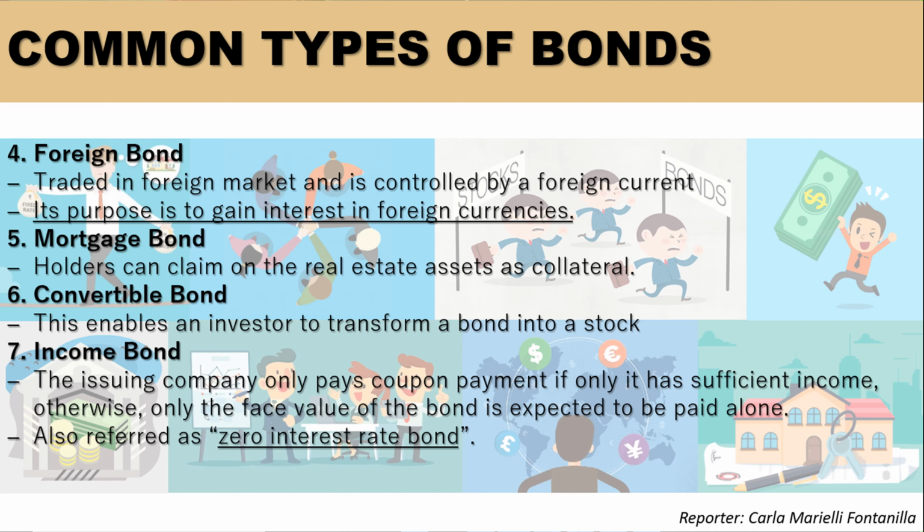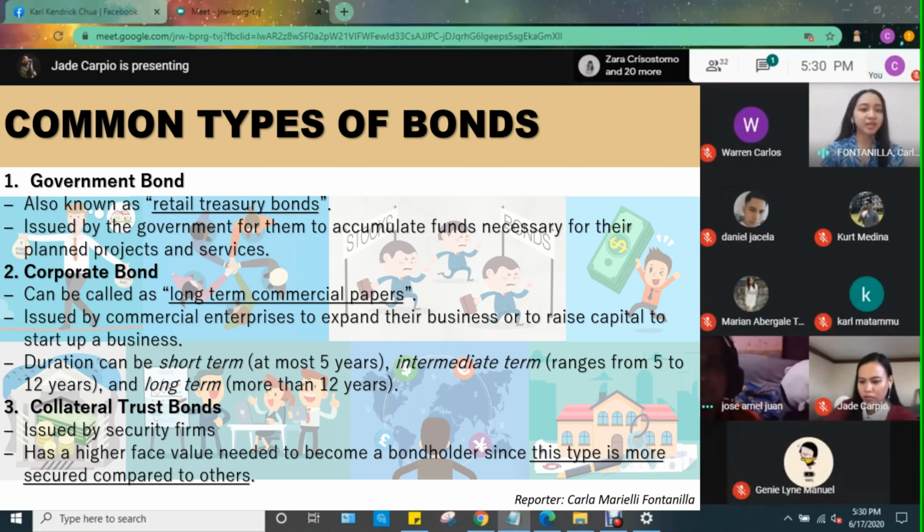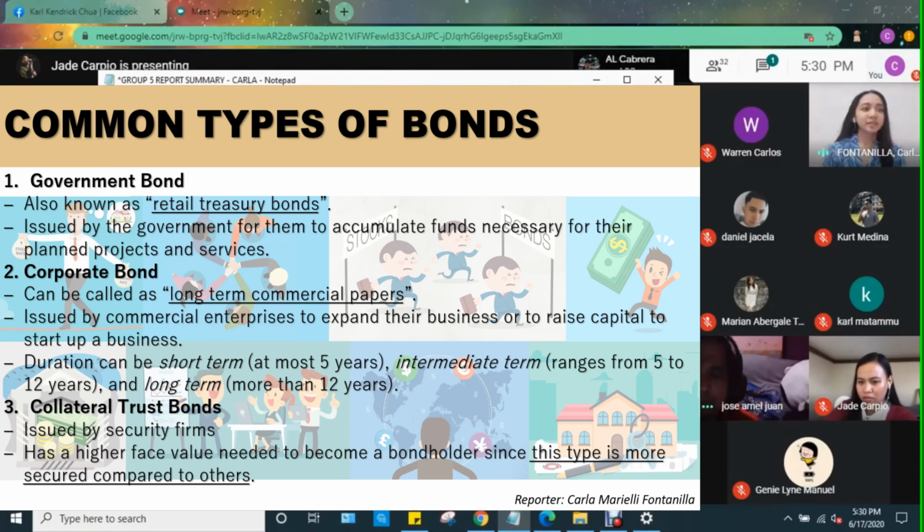Okay, another one is the convertible bond. This enables an investor to transform a bond into stock. So, simple meaning, it's just a transformation of bonds to stocks. So the last common type is the income bond. The issuing company only pays coupon payment if it has sufficient income. Otherwise, only the face value of the bond is expected to be paid. It is also referred to as a zero interest rate bond.